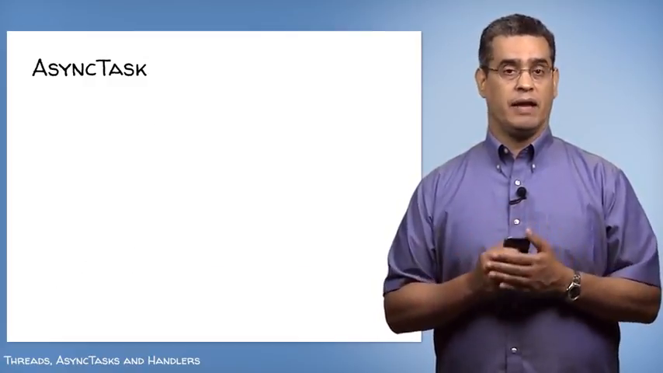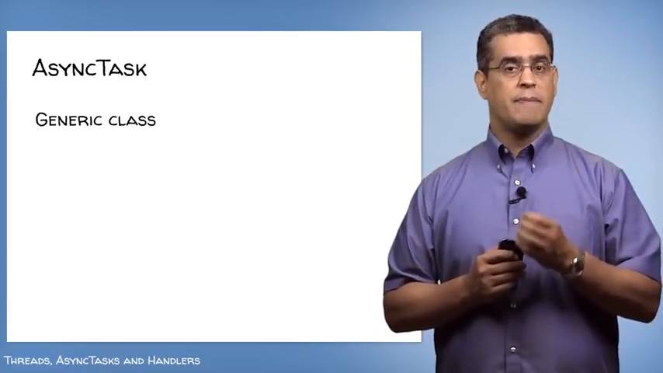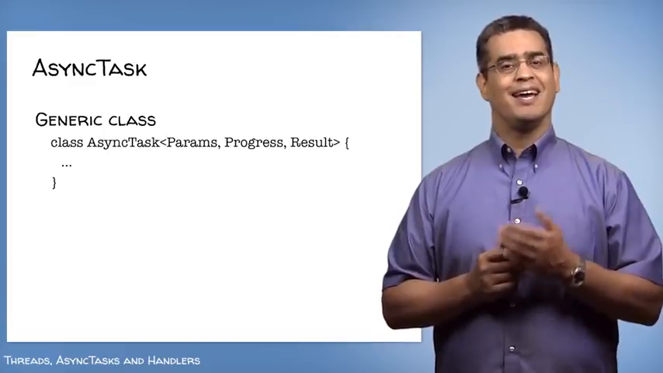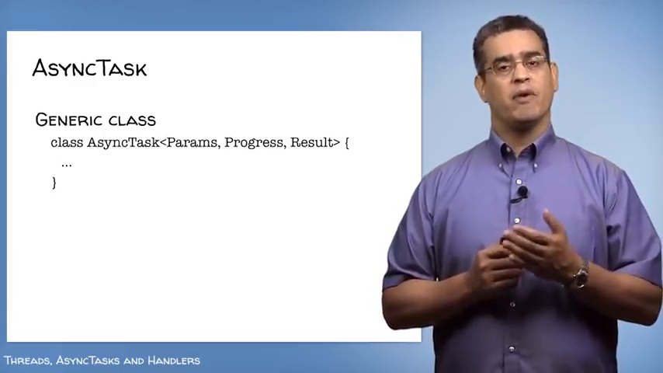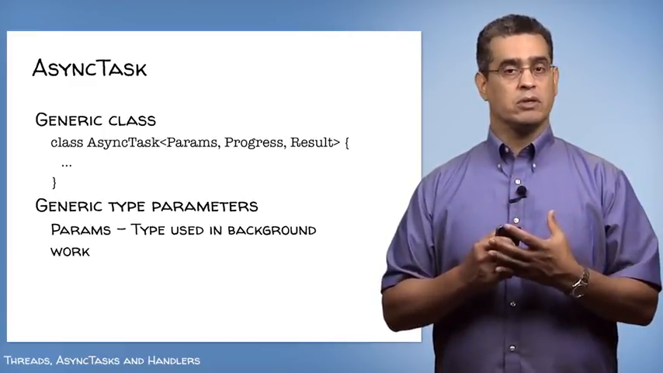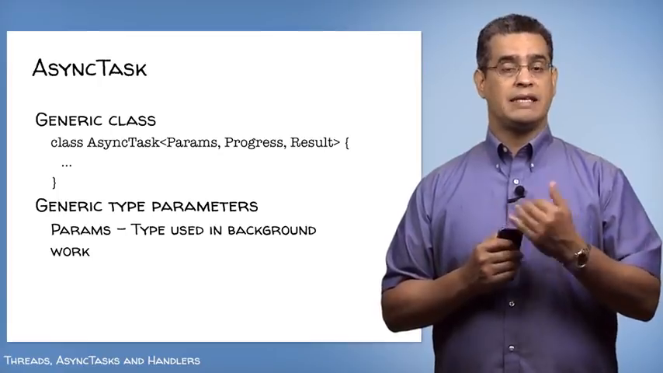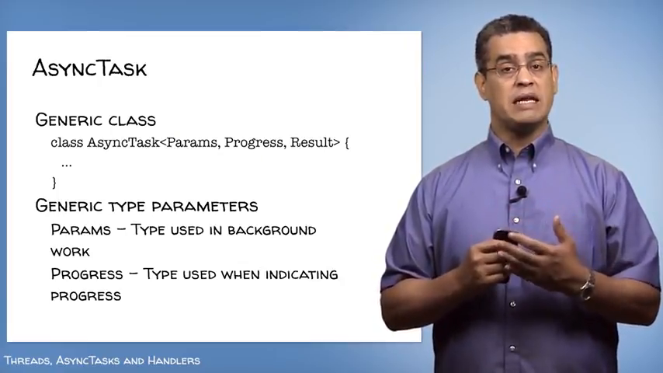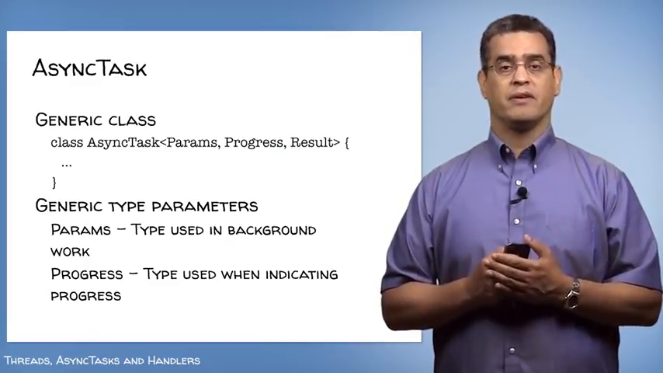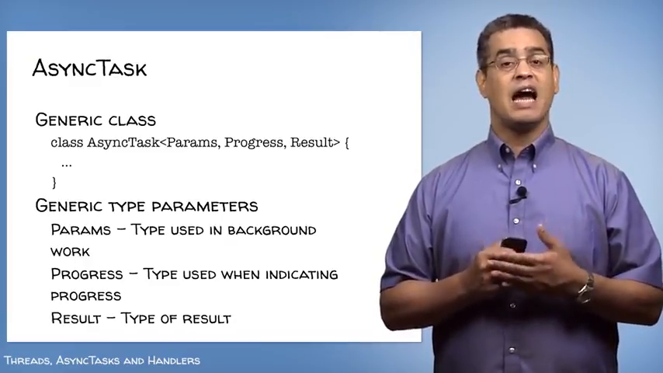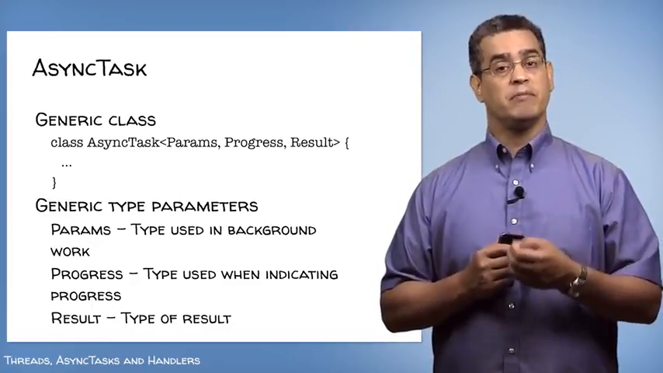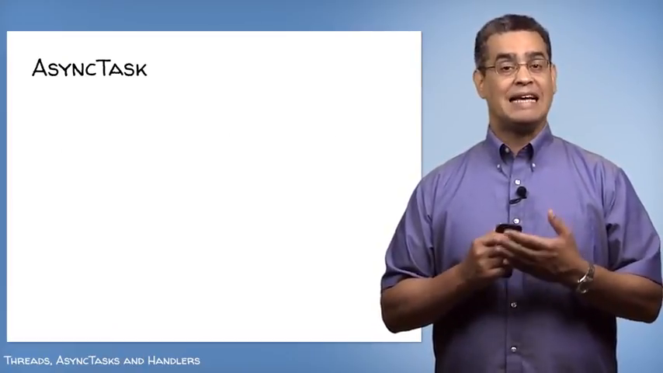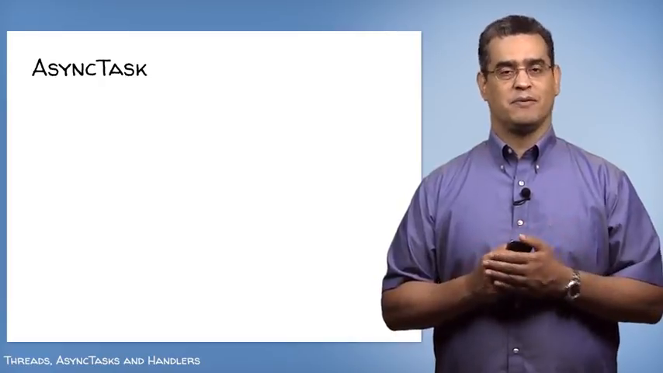AsyncTask is a generic class that takes 3 type parameters: params, progress, and result. Params is the type of the parameters that are input to the async task. Progress is the type of any intermediate progress reports, and result is the type of the result that is computed by the async task. The workflow of an async task goes as follows.